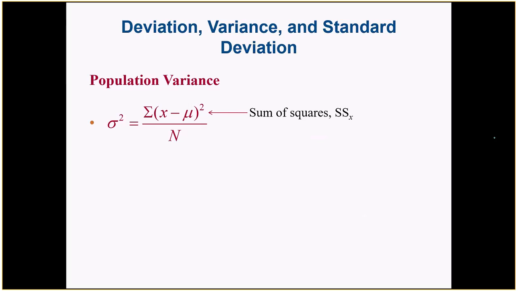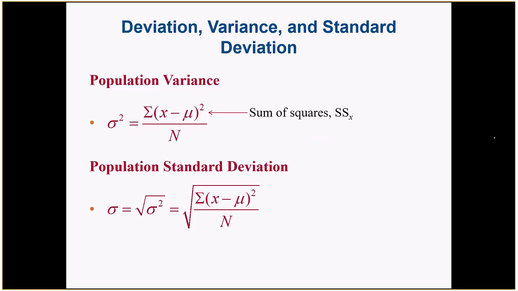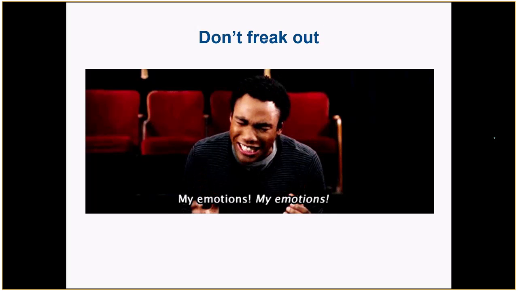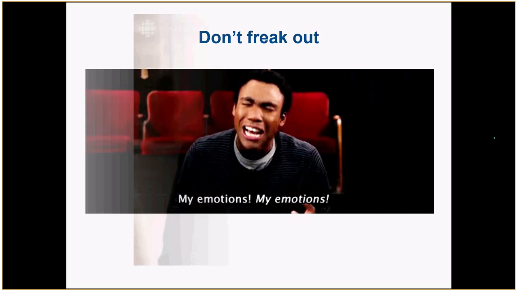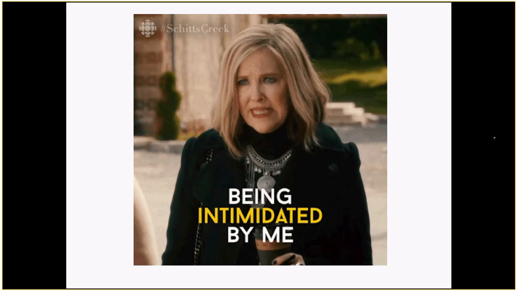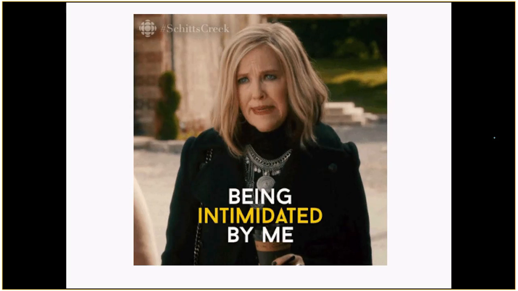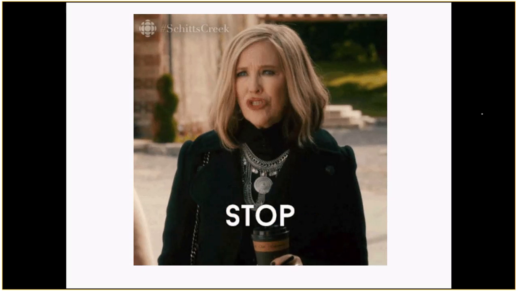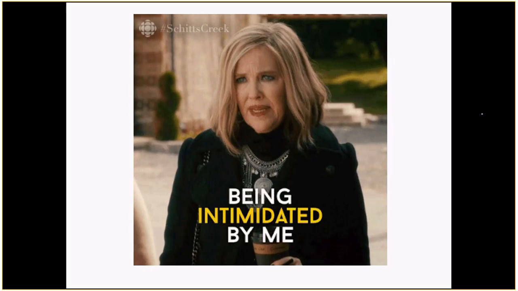Okay, so we've got a population variance and we've got a population standard deviation. Now, I know when you see those symbols, a lot of people freak out. You don't need to freak out. It's going to be okay. We are going to go through and walk it through step by step. But I think what I will do is stop it here, and then the next video is going to be walking it through step by step.